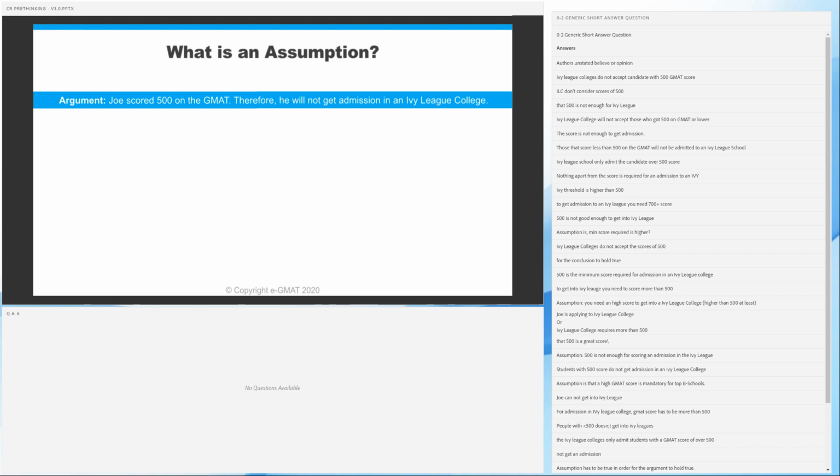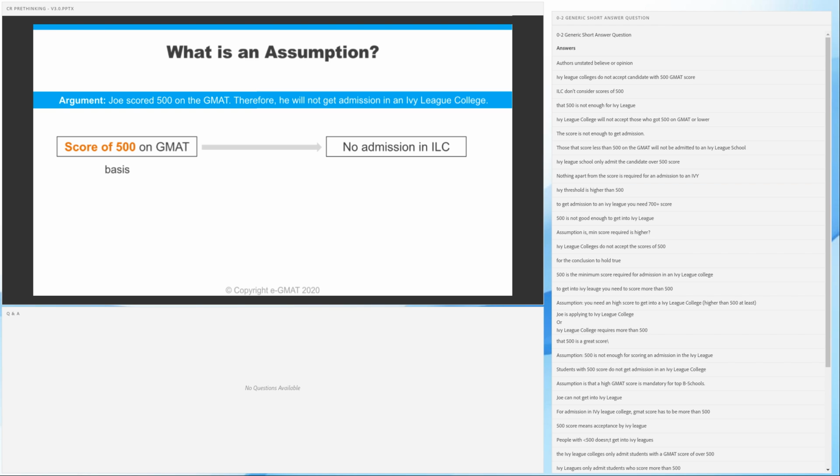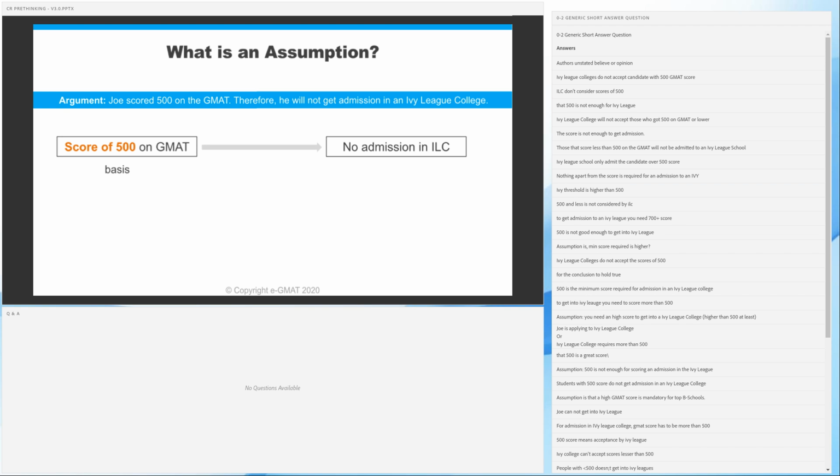So a lot of you have gotten a really great answer. Ivy League colleges don't consider scores below 500. 500 is not good enough to get into an Ivy League college. Let's see what's happening in this argument. The author says Joe scored a 500. That's a data point. Based on it, the author makes a future-looking prediction that Joe will not get into an Ivy League college.